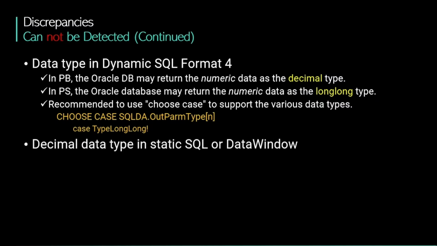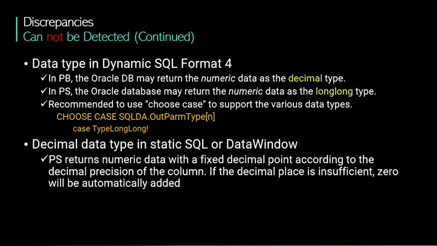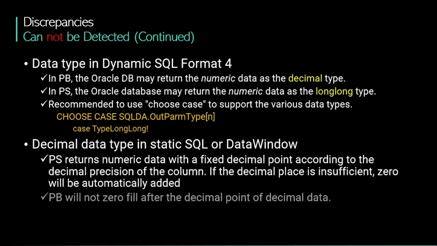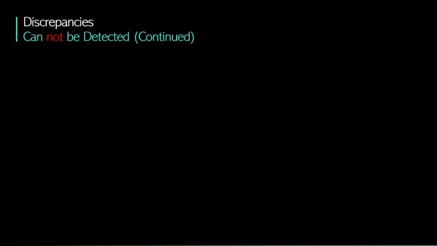So, a decimal data type in static SQL or the data window. PowerServer returns numeric data with a fixed decimal point according to the decimal precision of the column. If the decimal places are insufficient, however, then a 0 will be automatically added. PowerBuilder, of course, won't do that. It'll zero fill up to the decimal point.